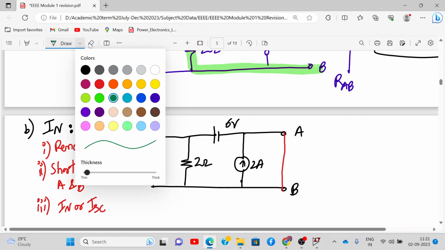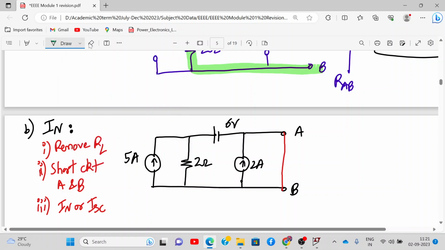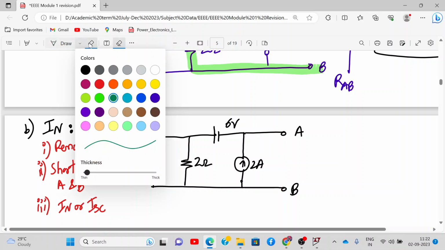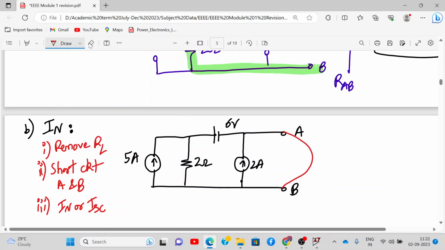So what is the short circuit current over here? Can anyone tell me? This is the current. Now I can draw it a little like this. This also is a short circuit, right? So what is the current flowing over here? The short circuit current is called IN or ISC. Okay, understood? What we have to do is find this current. So you short circuit A and B and find the current over here, IN. So that will be Norton's current. Yes or no?